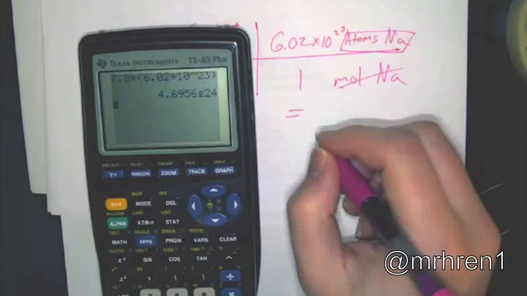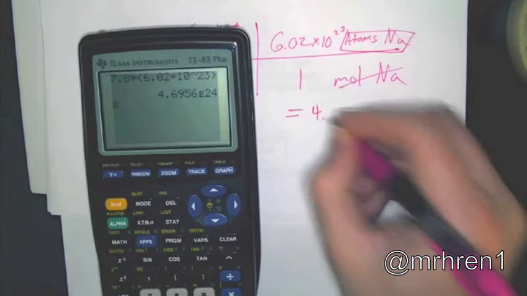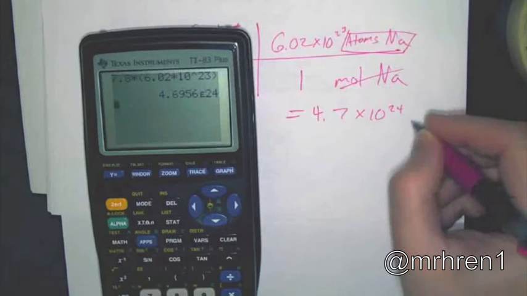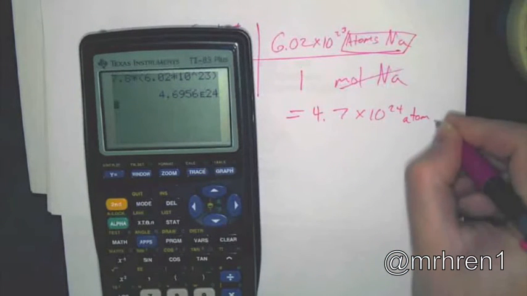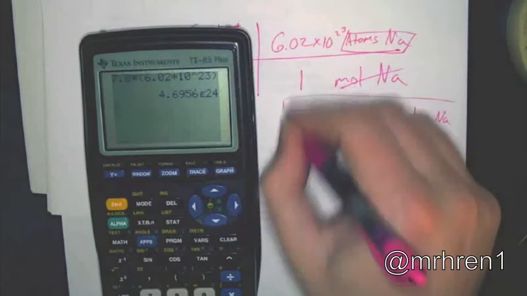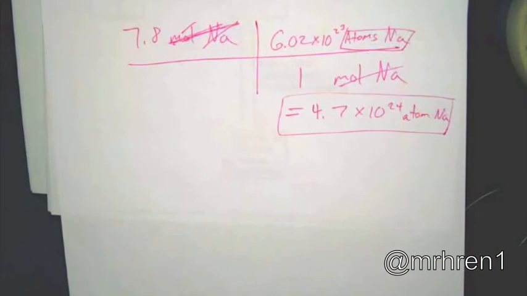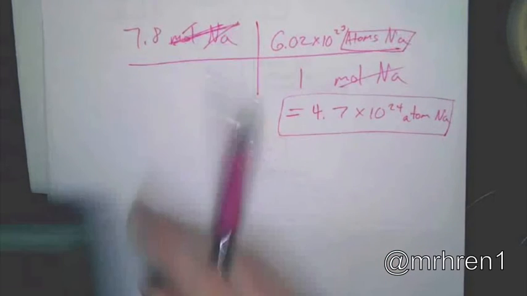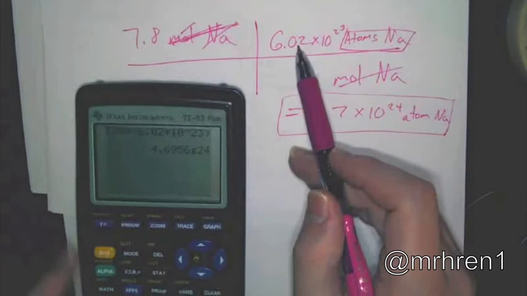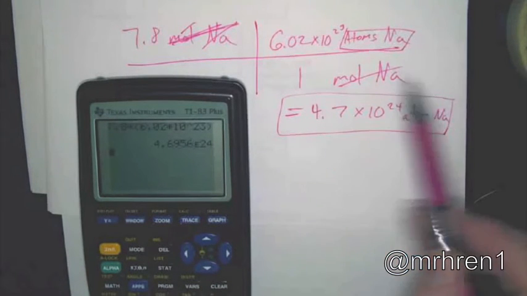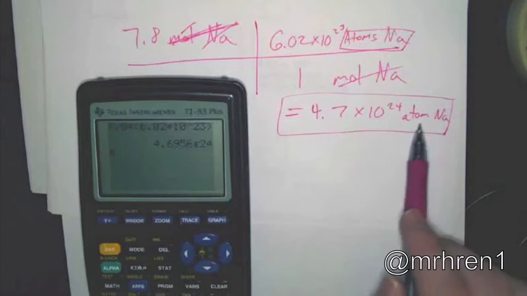So you do that. I would round this to 4.7 times 10 to the 24th atoms of sodium. So you just do 7.8 times 6.02 times 10 to the 23rd, and that gives you the answer. That's how you do it.